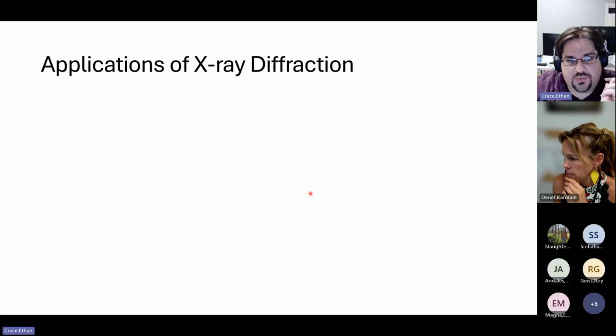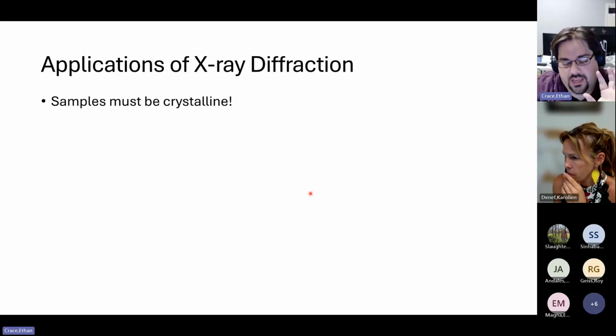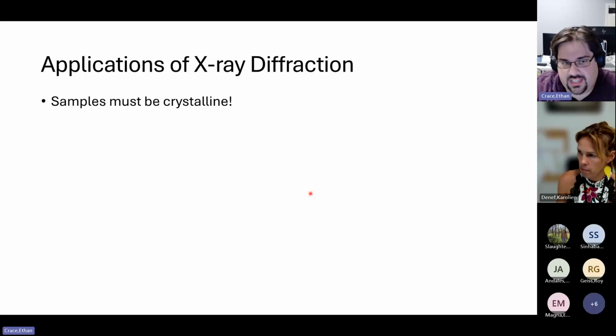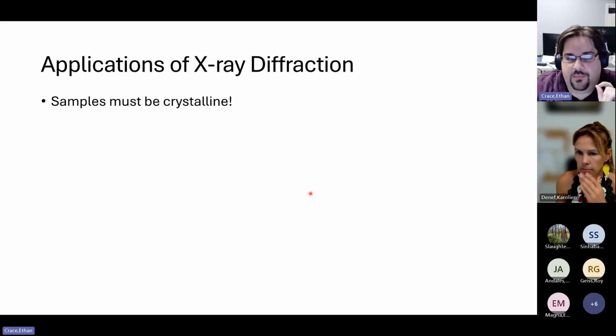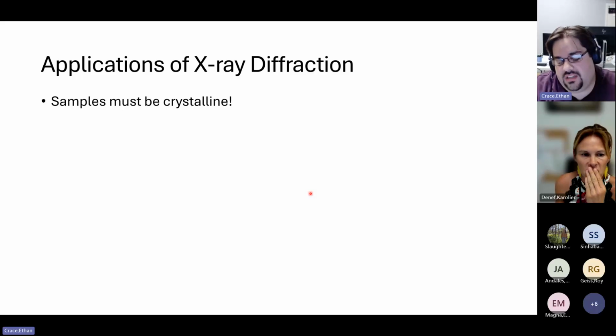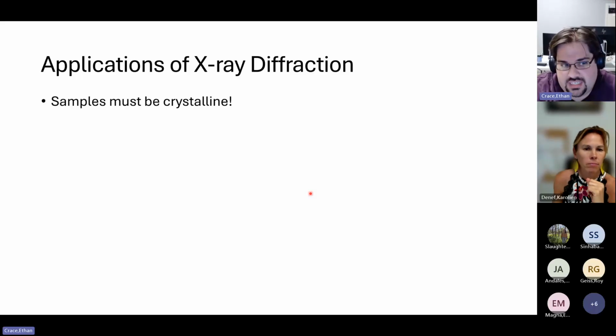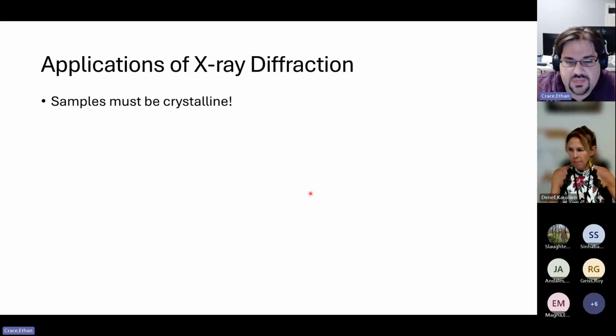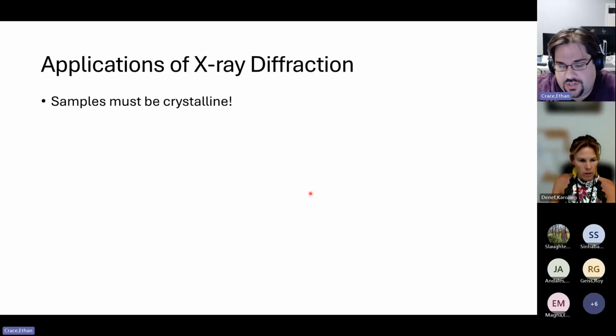So applications, what can we use X-ray diffraction for? I've been talking about this a little subtly, but I've been using the word crystal and crystalline and crystallite. That's because X-ray diffraction relies on the fact that there needs to be long-range order so that we can build up lots of these interference events to get a signal. So unfortunately, if you work with materials that are not very crystalline or don't have long-range order, these techniques are not going to be as useful to you. But if you're crystalline, then X-ray diffraction is definitely something you might want to look into.